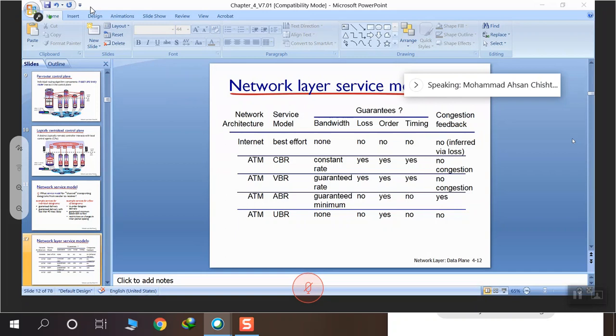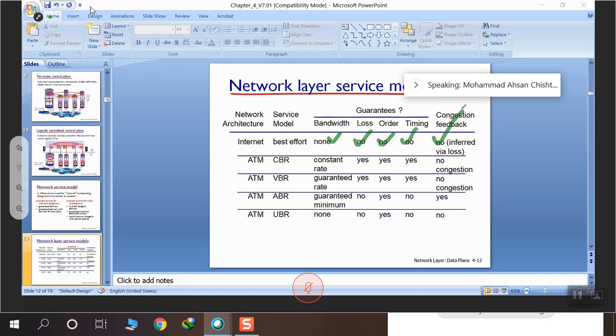That's why the first thing that you see in the network layer service model here about the internet, it's none, no, no, no, and no. So the internet is a best effort service model. It does not guarantee any bandwidth. It does not guarantee that there won't be losses. It does not guarantee that there will be in order delivery. It does not guarantee you about the timings, and also it does not guarantee feedback about congestion.